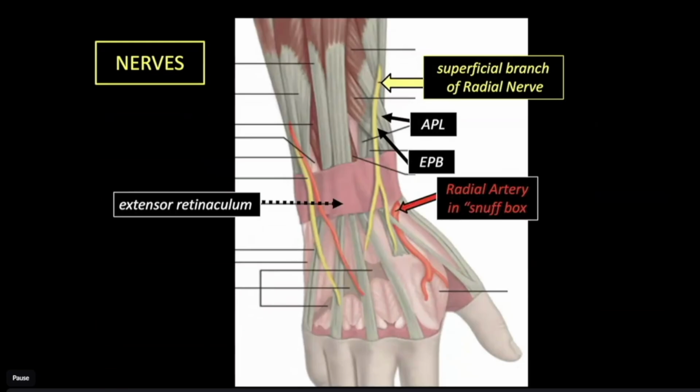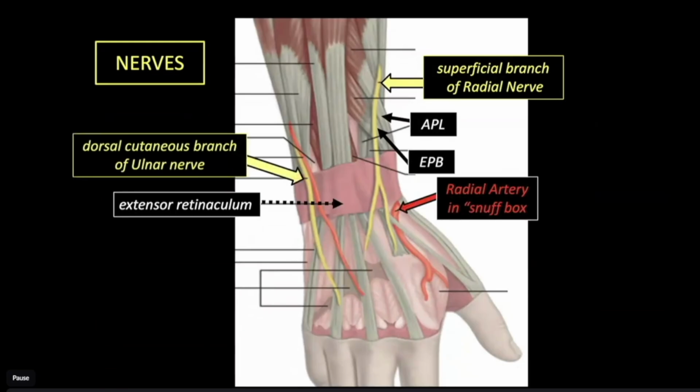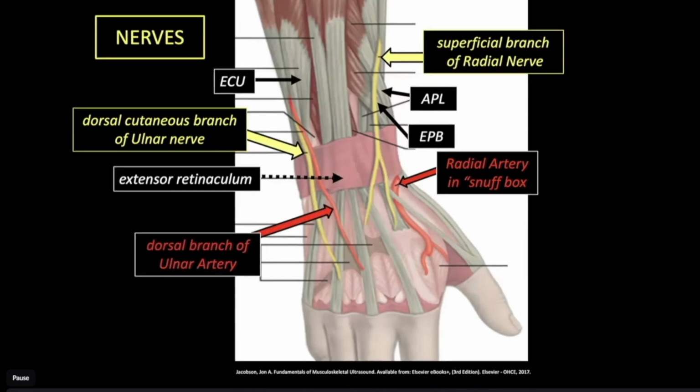You'll also see the radial artery at the radial wrist. And then on the ulnar side, there's a little nerve, and that is the dorsal cutaneous branch of the ulnar nerve. It comes from the volar side and travels dorsally and heads over to the dorsum of the hand. It crosses over compartment 6 or ECU.